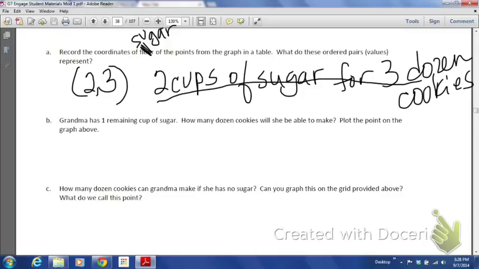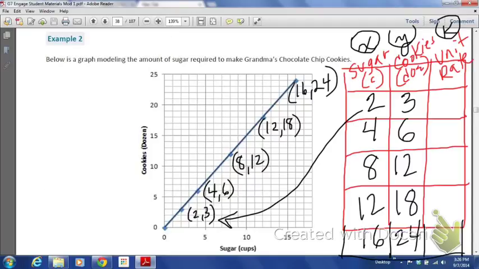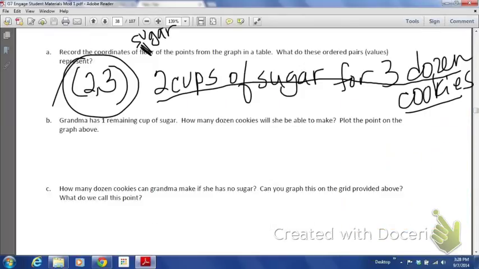Always just bring it back to what it represents. We always want to know these are not just some silly numbers that are just floating around for us to manipulate, though they are that in some way. But in this case, we're trying to do this in context, that these numbers represent real things. And again, if we go back here, 4, 6 represents 4 cups of sugar, 6 dozen cookies, etc. 8, 12, 12, 18, 16, 24. So they do represent something real.